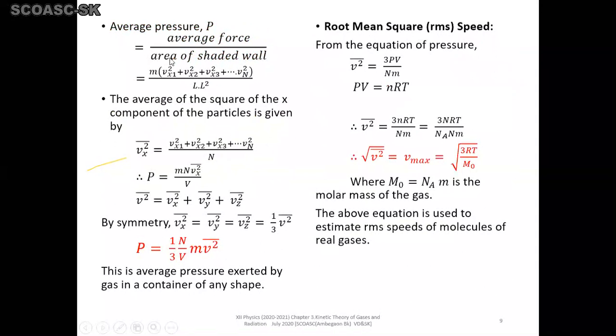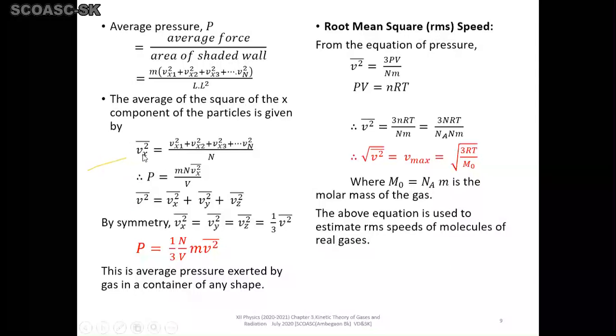It is average force upon the area of the shaded wall. So average force upon area of that wall, which is L square, gives me m upon L cube times (vx1 square + vx2 square + vx3 square + ... + vxn square). Now we are going to talk about this average. I call that average of the square of the x components of the particles.